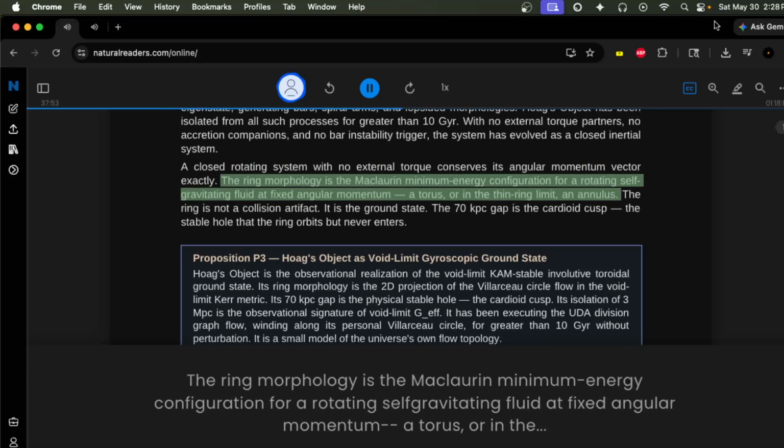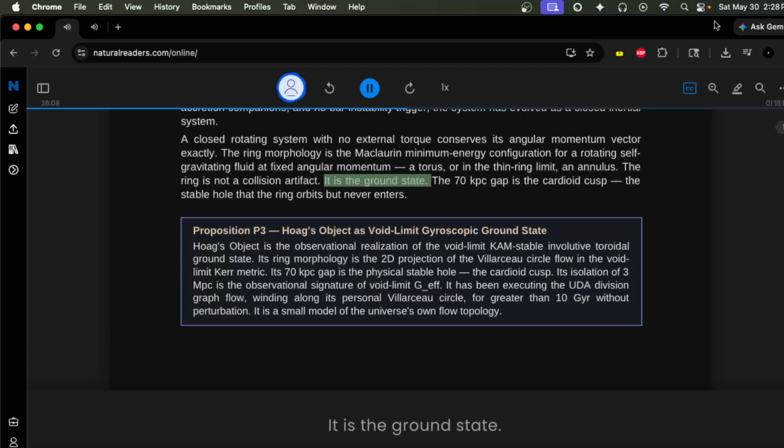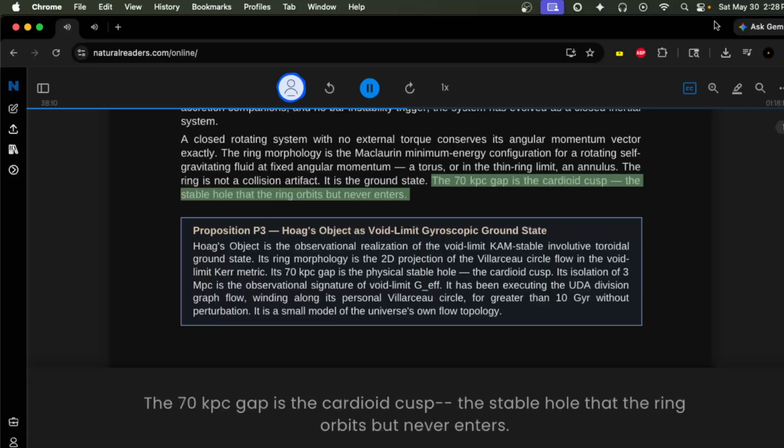The ring morphology is the Maclaurin minimum energy configuration for a rotating self-gravitating fluid at fixed angular momentum, a torus, or in the thin ring limit, an annulus. The ring is not a collision artifact. It is the ground state. The 70 kpc gap is the cardioid cusp, the stable hole that the ring orbits but never enters.